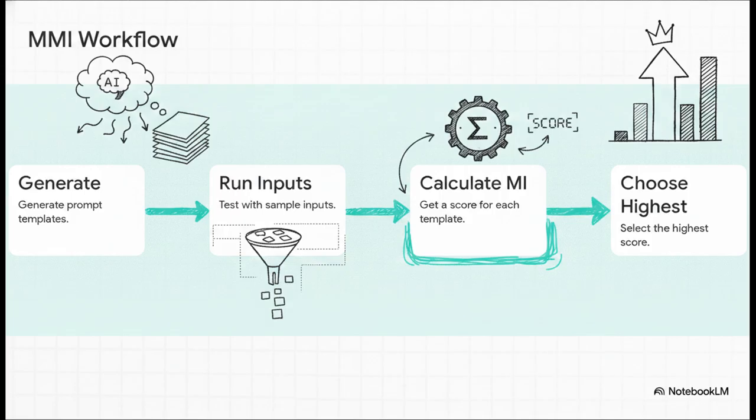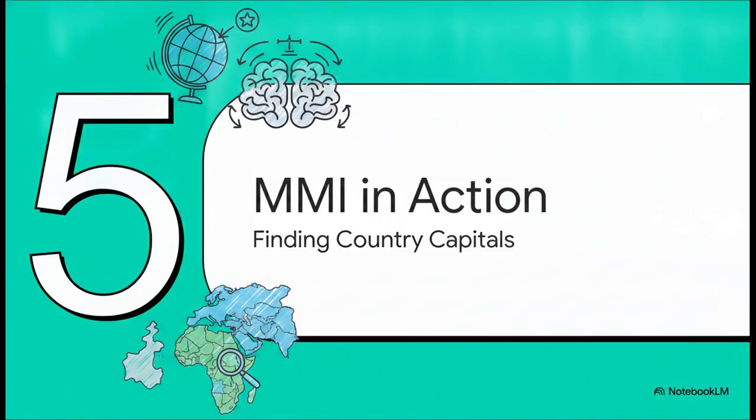You run each template through the algorithm to get a concrete number based on those outputs. And step 4, choose the highest score. It's that simple. By keeping this logical workflow in mind, you can apply MMI to pretty much any AI task you encounter. And finally, section 5, MMI in action.